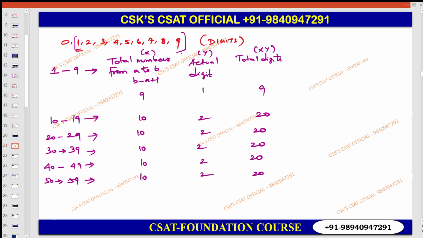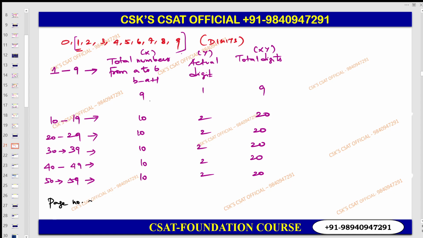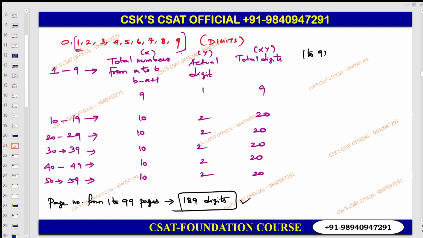So this is a simple thing I'm giving you. Page numbers from 1 to 99 pages. How many digits required here? 189 digits required to number these pages. Guys, you remember this one, 1 to 99 and 1 to 999. So now you tell me, 1 to 999 pages, how many digits here? Yes, very good, 2889. You guys know the shortcut also. I taught you the shortcut here.